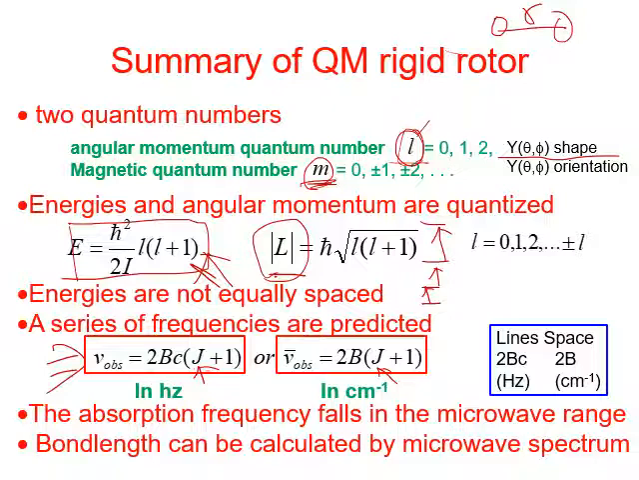Now, it is interesting that the absorption frequencies are actually equally spaced. And this spacing is 2Bc in terms of hertz, or 2B in terms of inverse centimeter. And therefore, by measuring this absorption, which is in the microwave range, we can find the B constant. And from the B constant, we can calculate the moment of inertia, from which we can calculate the bond length of the molecule.